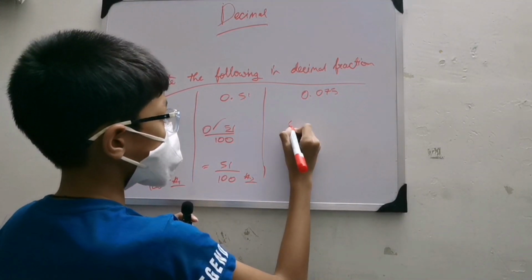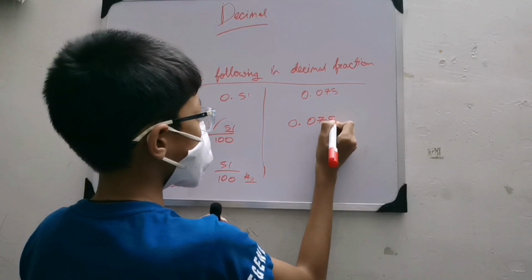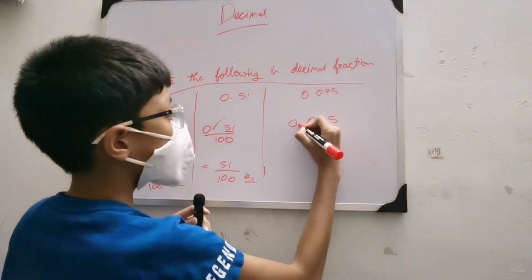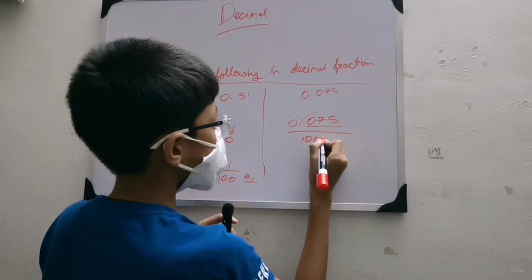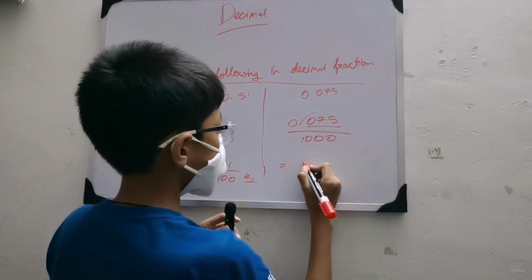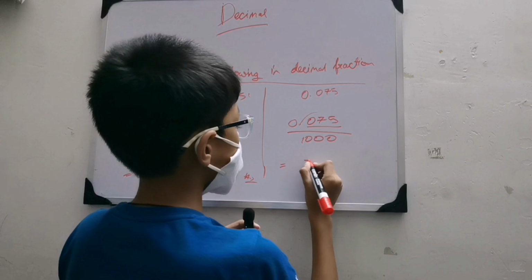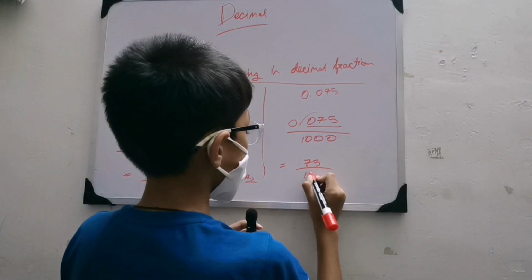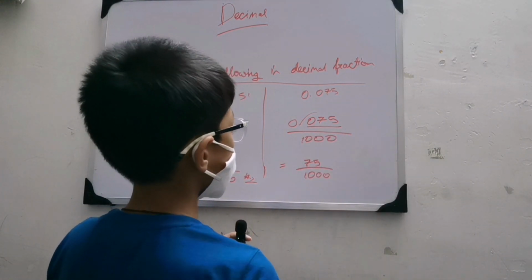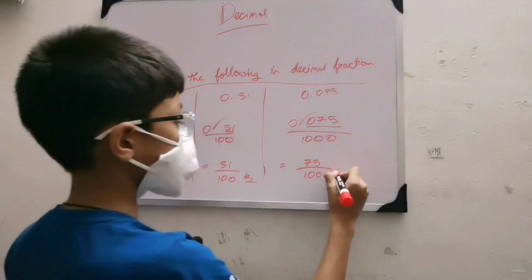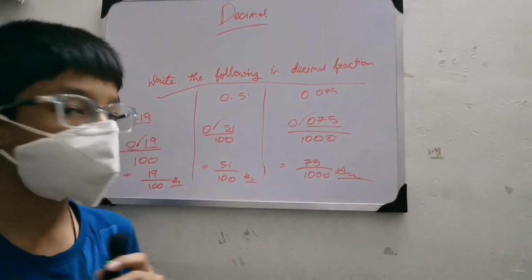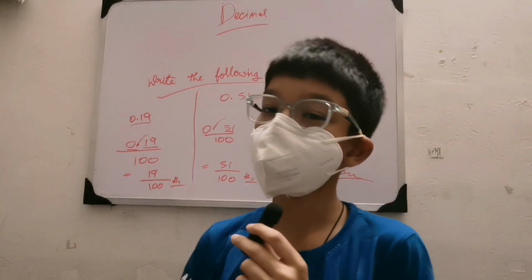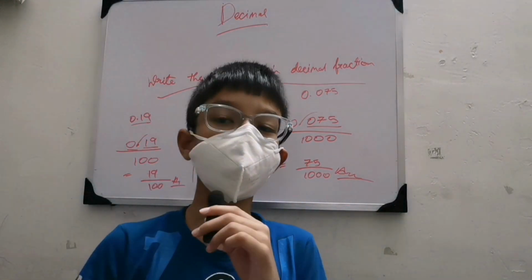Now 0.075. Same thing. Cut the decimal. 3 digits. So 1, 2, 3. So our answer will be 75 by 1000. There is no point of writing the 0 in front. 75 by 1000. I hope you guys understand these three. These all are very easy. There is nothing difficult if you guys understand it. Now let's move on to the next one.